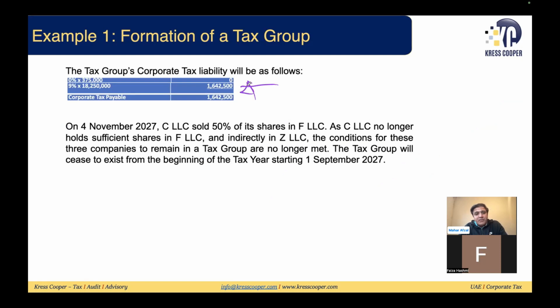On 4th of November 2027, CLLC sold 50% of its shares in FLLC. As CLLC no longer holds sufficient shares in FLLC, and indirectly ZLLC, those three conditions are no longer being met. Once these conditions are not being met, the tax group ceases to exist from the beginning of the tax period. We have already discussed, if it fails to meet the conditions, it will be effective from the beginning of the respective tax period, and for 2027 this group will be dismantled.